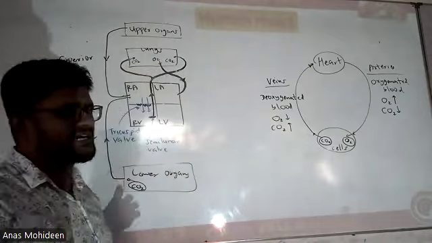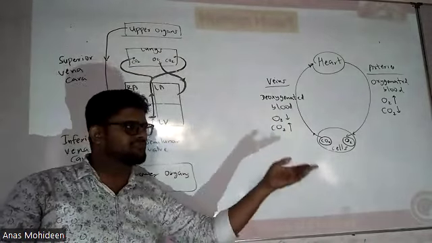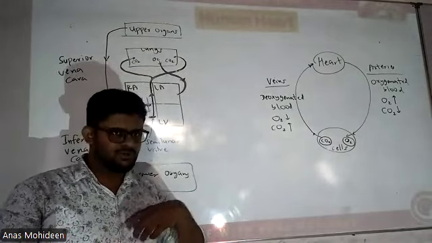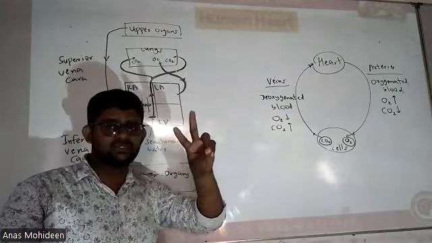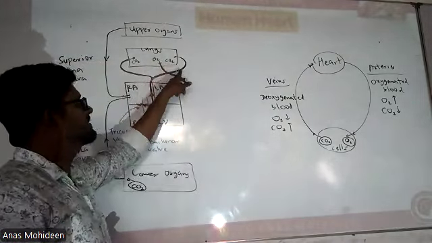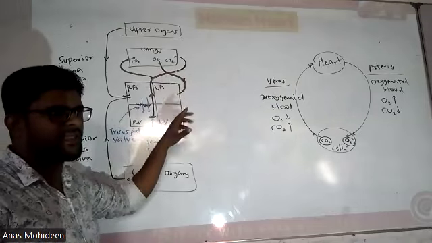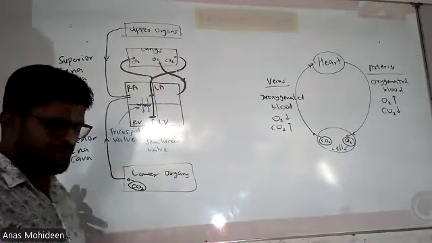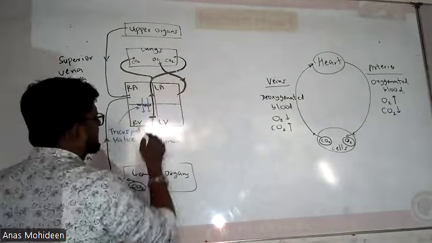And how many pulmonary veins are there? There are 4 pulmonary veins, 2 left and 2 right. Pulmonary arteries, 2, left and right. I'm not showing all 4 here, I took just one. But remember there are 4 pulmonary veins. Now the pulmonary veins are giving oxygenated blood here.